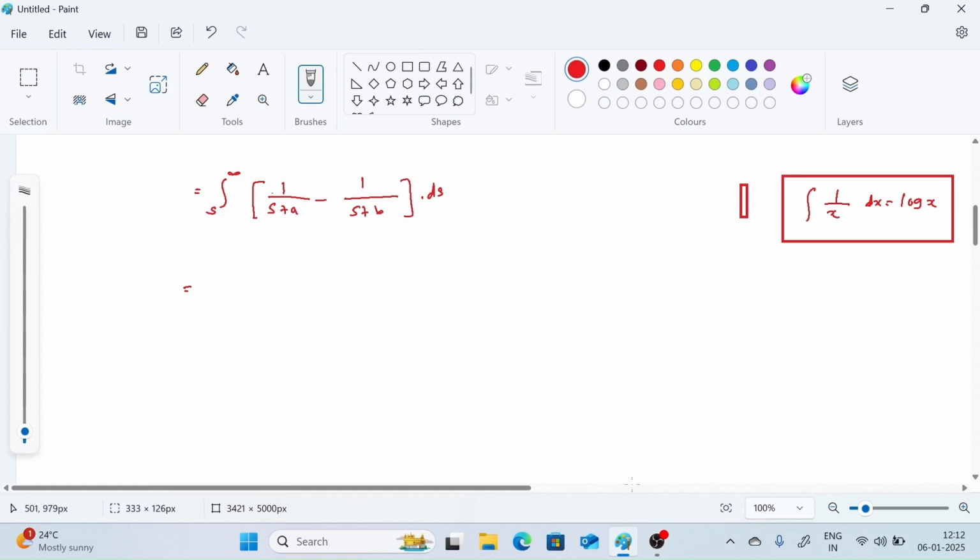So what can I get? In brackets, I will write: the integration of 1 upon s plus a will be log of s plus a, minus the integration of 1 upon s plus b, which will be log of s plus b, right, and the limit is s to infinity.